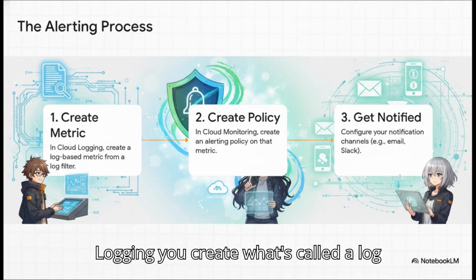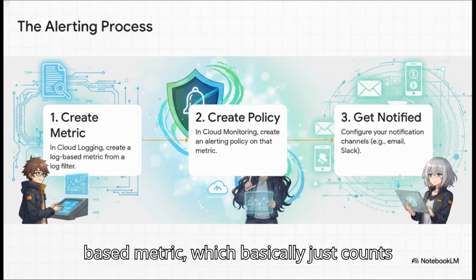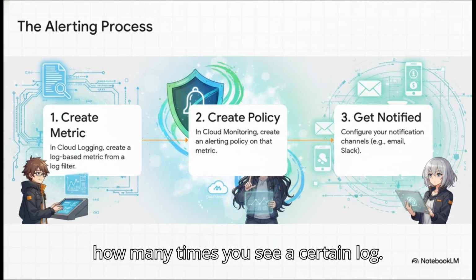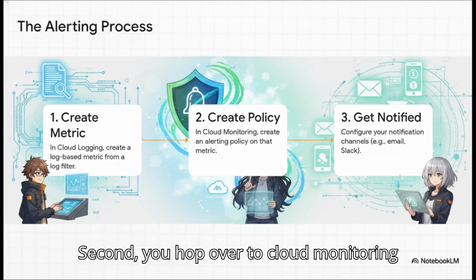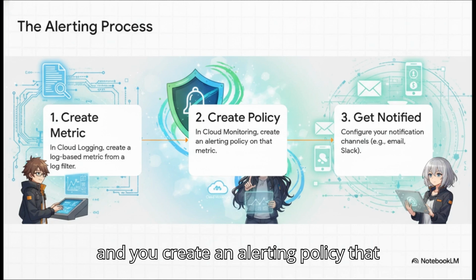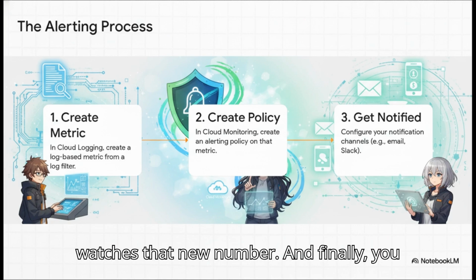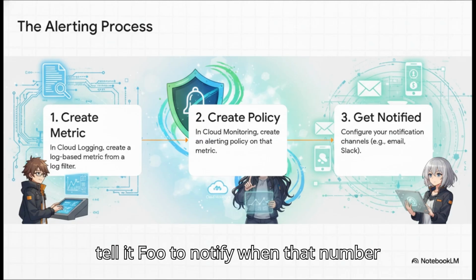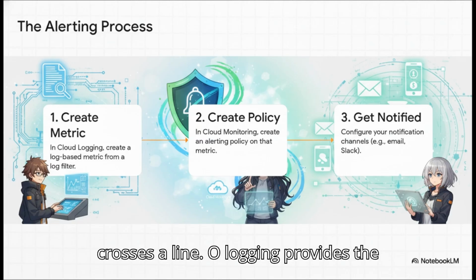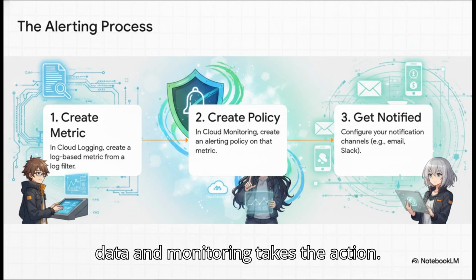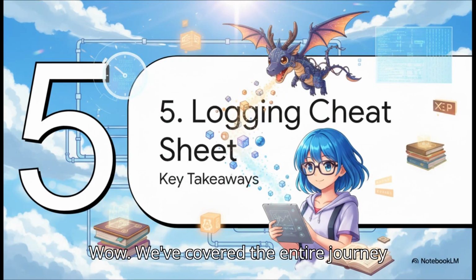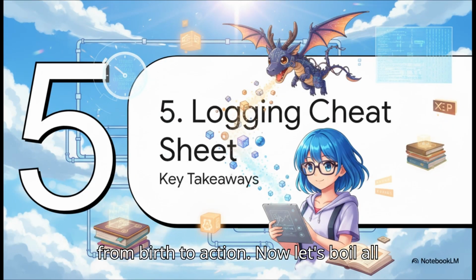First, over in cloud logging, you create what's called a log-based metric, which basically just counts how many times you see a certain log. Second, you hop over to cloud monitoring and you create an alerting policy that watches that new number. And finally, you tell it who to notify when that number crosses a line. So logging provides the data and monitoring takes the action. Wow, we've covered the entire journey from birth to action.